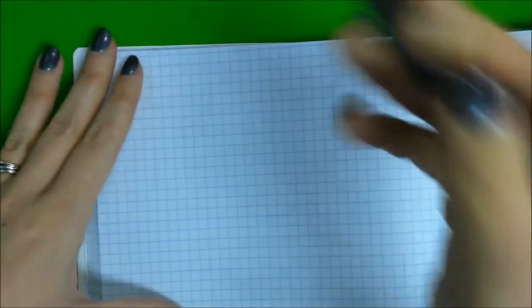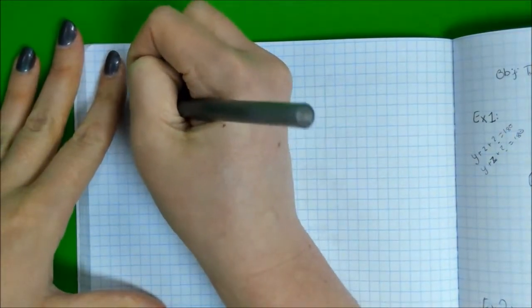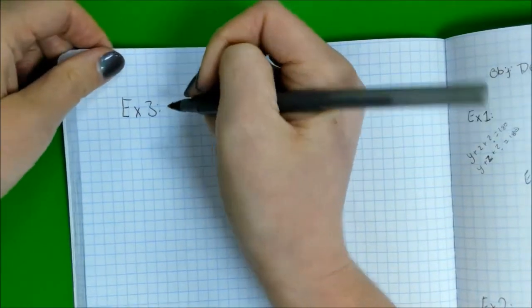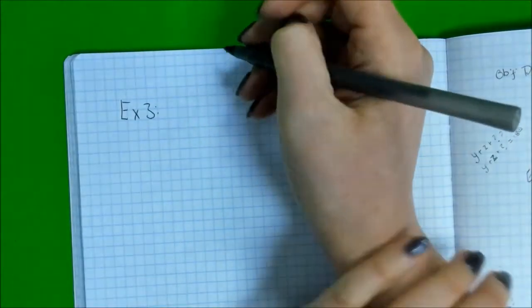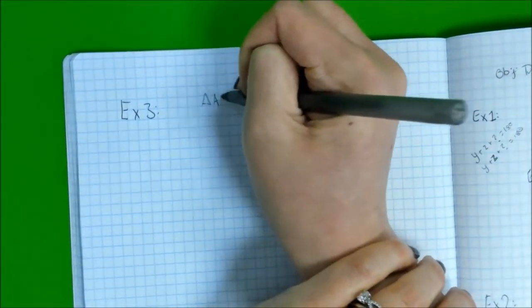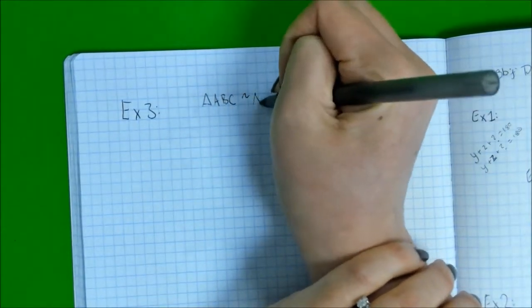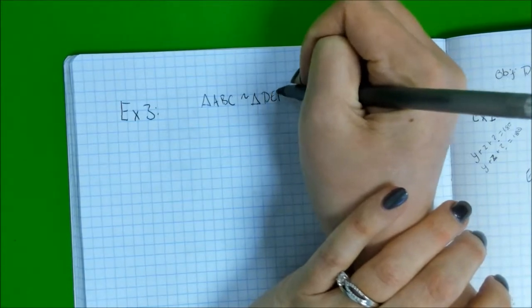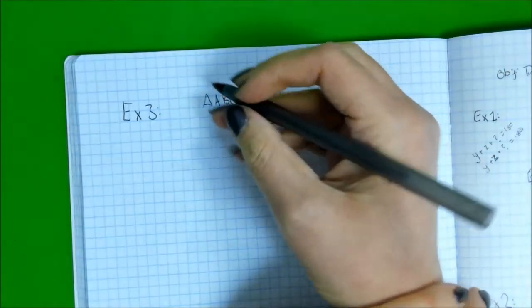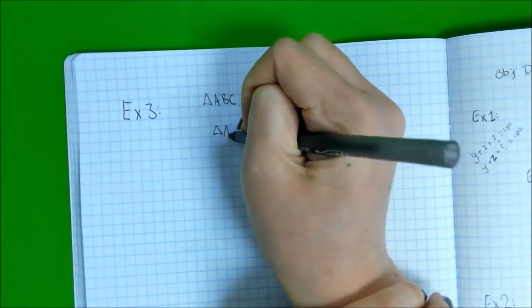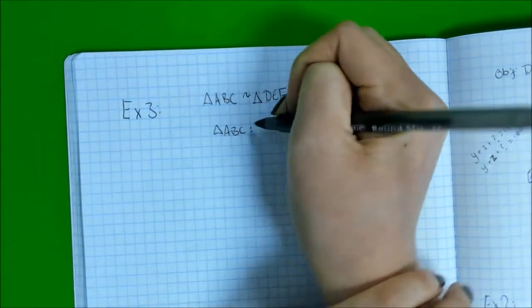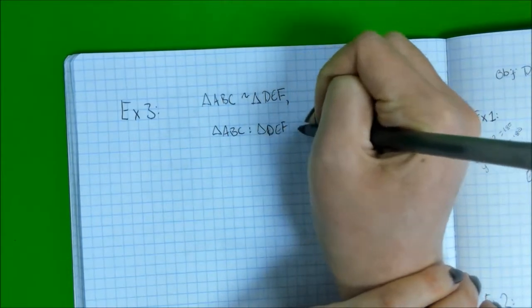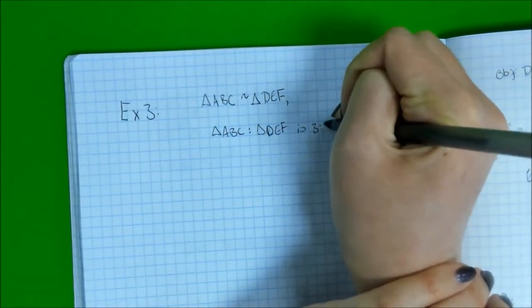The last example, I was going to do 4 examples, but I'm kind of running out of time here. My example 3, I'm going to tell you that triangle ABC is similar to triangle DEF. And in fact, I'm going to even tell you the scale factor. Triangle ABC compared to triangle DEF is in a ratio of 3 to 4.